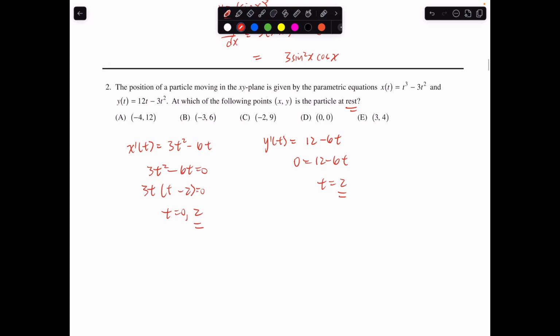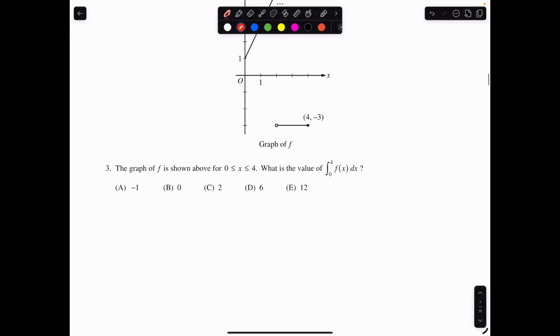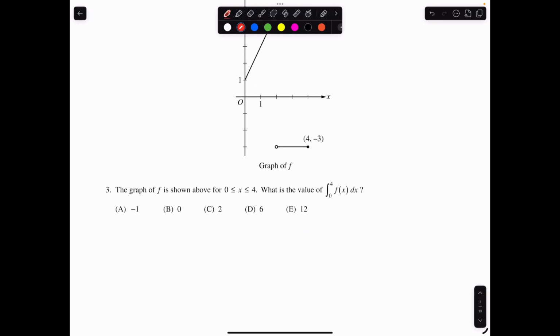Now I want to find the position. So let's find x of 2, which is equal to 2 to the power of 3 minus 3 times 2 to the power of 2. That's 8 minus 3 times 4, which is 12. So that is negative 4, and the answer is A. I don't even have to find y of 2 because there's only one option that has negative 4 as the x coordinate. Also, for the updated exams, there are only 4 options, A, B, C, and D. They took out E.